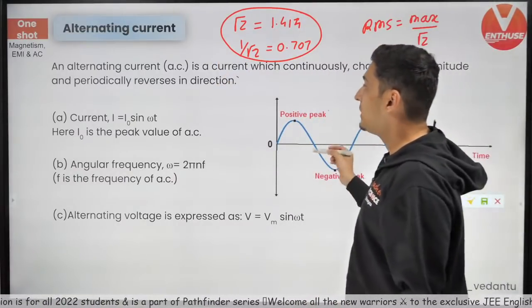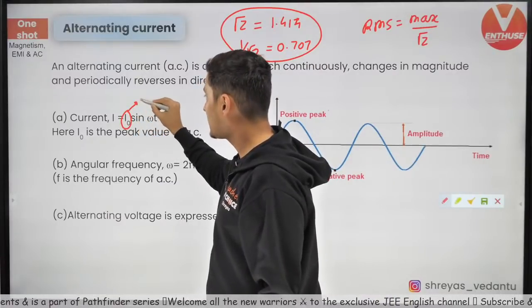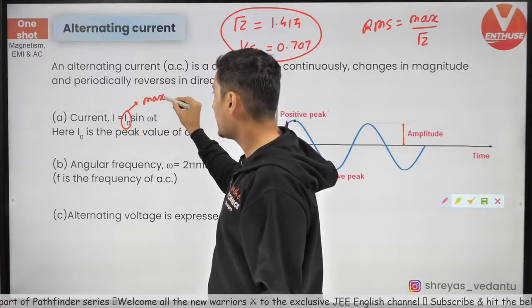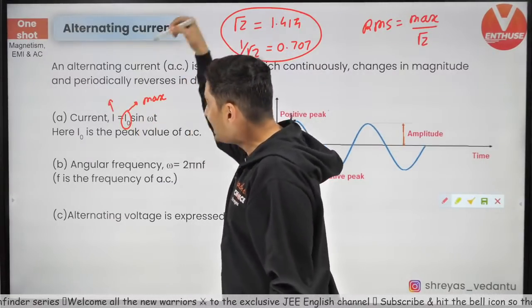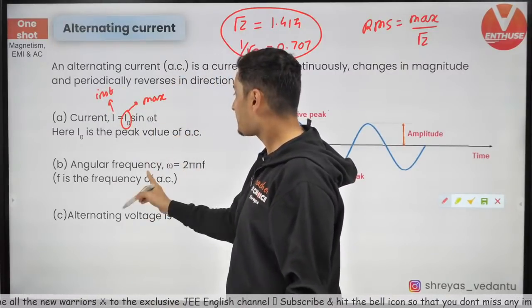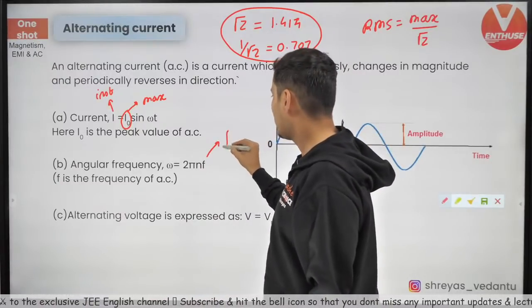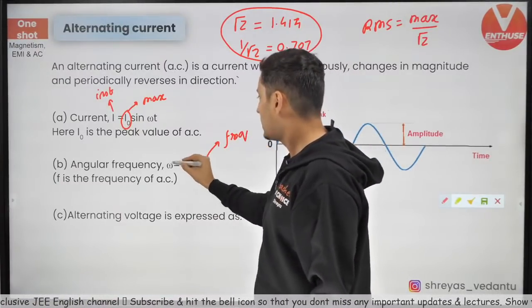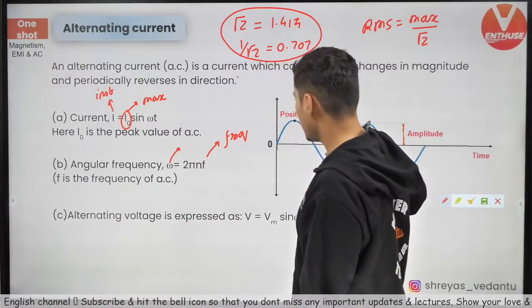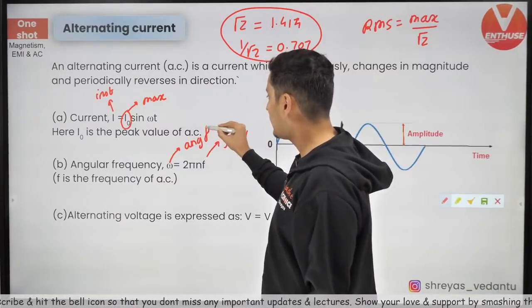Usually your voltages, currents will be of this form. You can see here, this is the max or the peak value. This is the instantaneous value at that instant. This omega, you can see, is the angular frequency, just like SHM. F is the frequency of the SHM or the oscillation or that AC. Omega is also called the angular frequency.